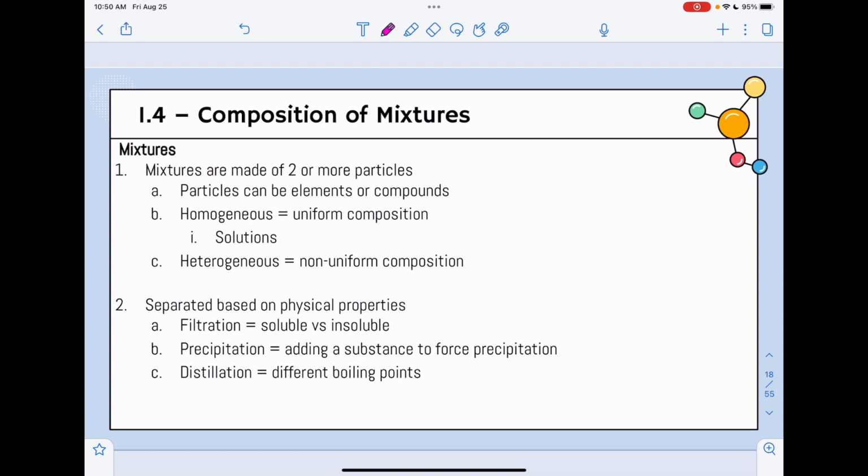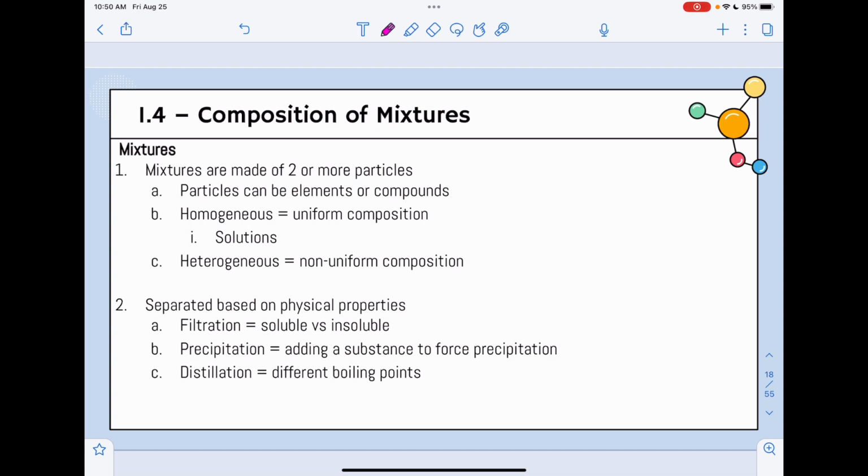Mixtures, unlike compounds, can be separated based on physical properties. Since compounds are joined together by chemical bonds, you have to separate compounds using chemical methods. Mixtures, since they're not connected by chemical bonds, can be separated based on physical properties. So we can use filtration, so soluble versus insoluble, large particles versus small particles. We can use precipitation, where we add something to a mixture, such as a solution, where we force precipitation. We'll look at that more later on when we talk about precipitation reactions.